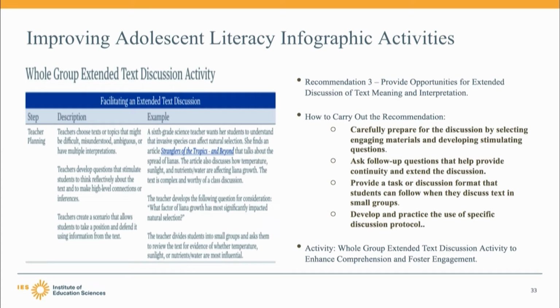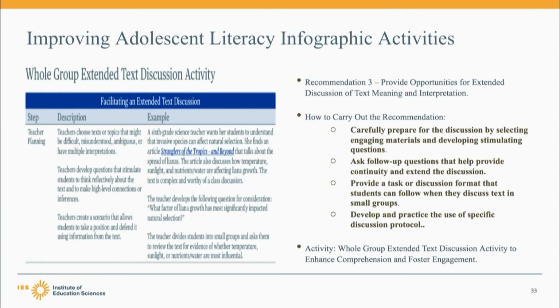Here you see the recommendation for providing opportunities for extended discussion of text, meaning, and interpretation, along with how to carry out the recommendation. We focus on all of these components in the activities shared in the infographic. These include careful preparation by the teacher, asking follow-up questions during the discussion, using a format that allows for small group and whole group discussion, and ensuring that protocols are in place to promote a respectful and organized discussion.